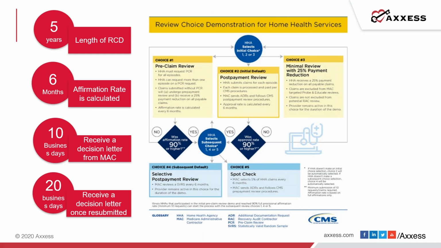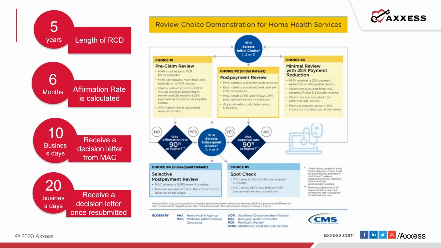Choice 3 is the minimal review with the 25% reduction. That means that you are not choosing 1 or 2, and you've decided that whenever you submit a traditional Medicare claim, you've accepted a 25% reduction on that claim. If you fail to make a selection during the selection period given for your particular state, you will be defaulted to the post-payment review.